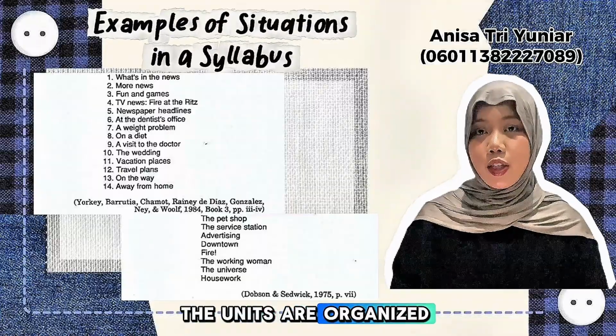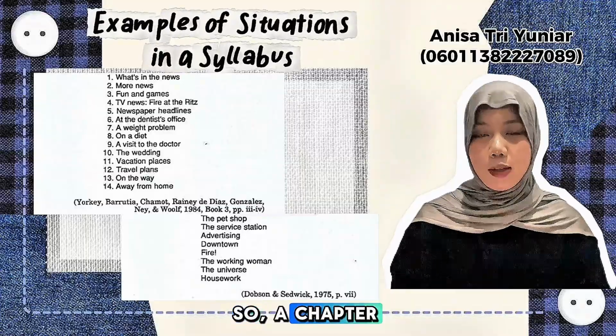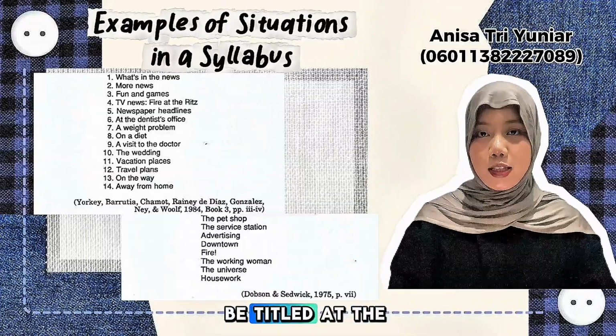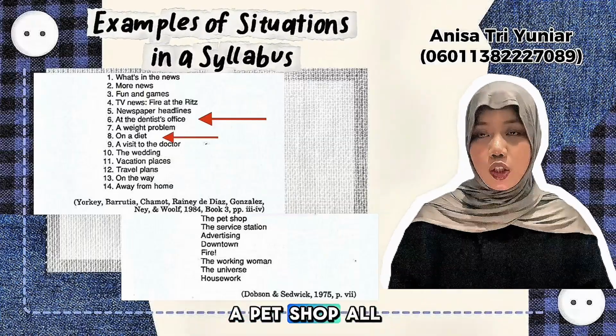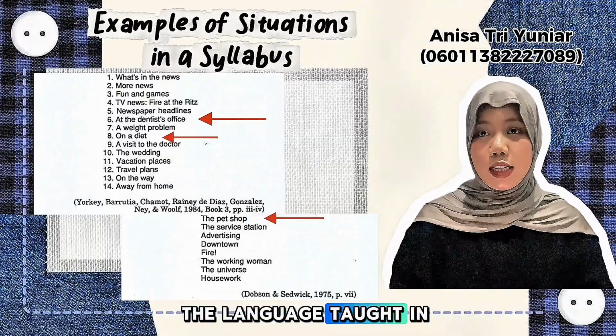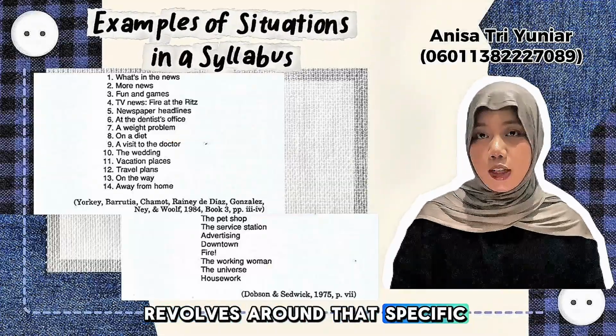Here are some classic examples of how a situational syllabus is structured. The units are organized by a specific place or scenario. So, a chapter in a textbook may be titled at the dentist's office, on a diet, or a pet shop. All the language taught in that unit revolves around that specific context.